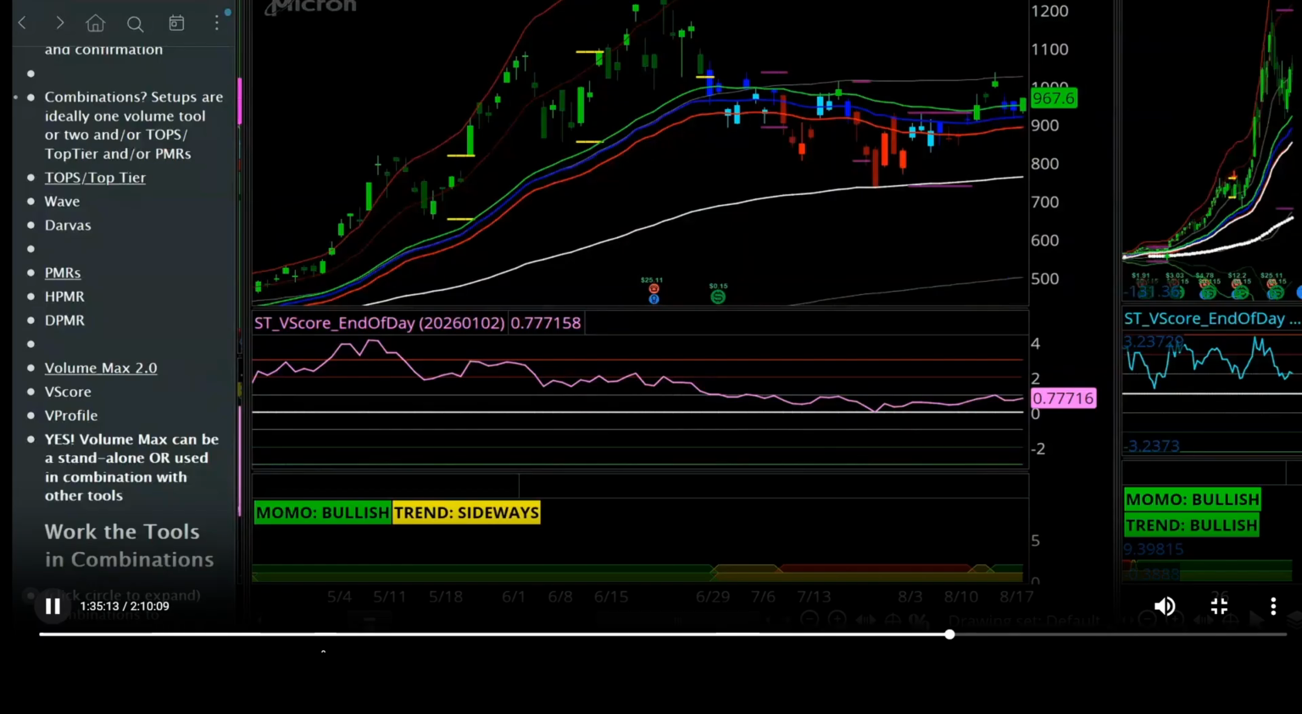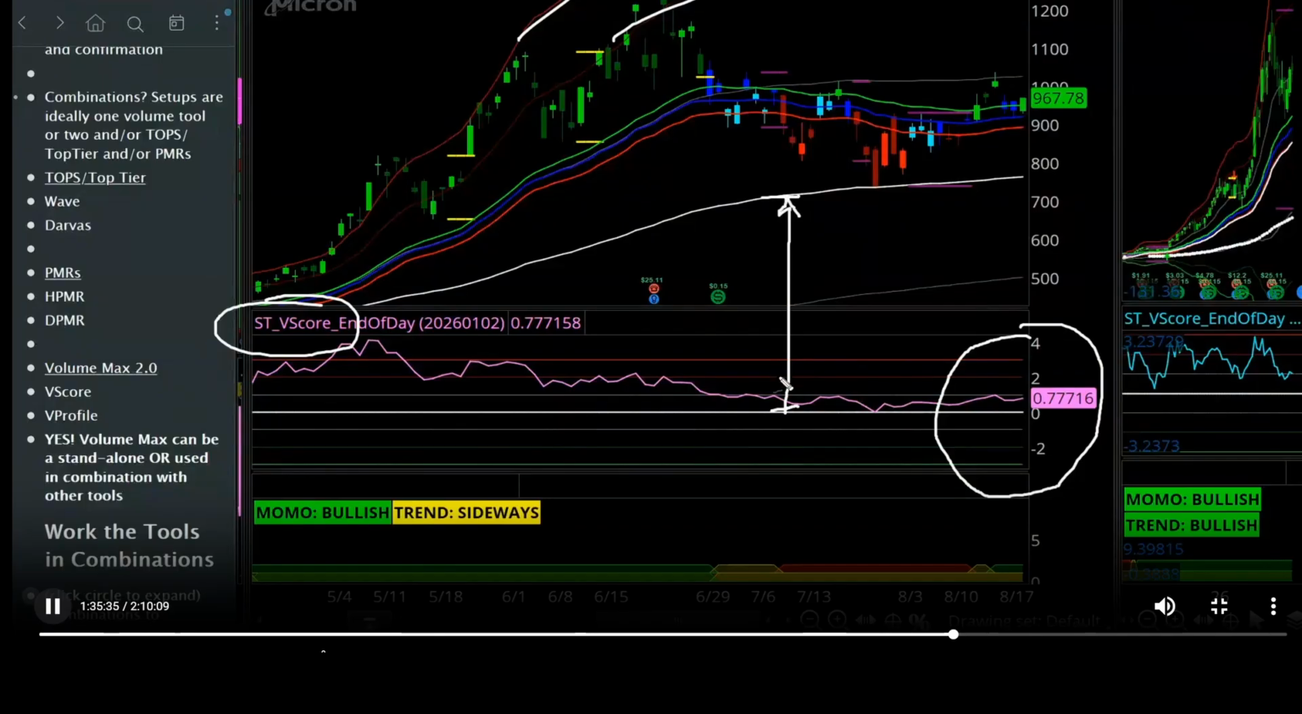And one other thing I'll mention, gang, when we're talking about the VScore and the VScore bands, they're color coded, and you can change the colors or make them thinner or thicker. They're color coded so that the white line will jive. They'll be synced up.